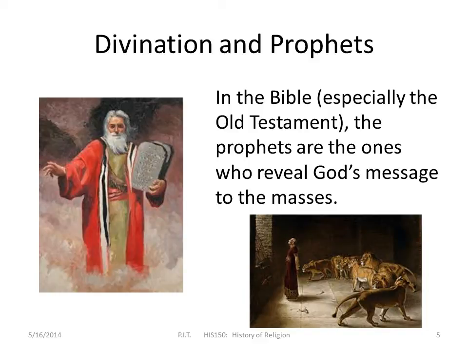In the Bible, especially in the Old Testament, the prophets are the ones who reveal God's message to the masses. So over here we have Moses with the Ten Commandments. This is Daniel in the lion's den. And again, the idea here is that they are telling the future. They're telling what God wants us to know.